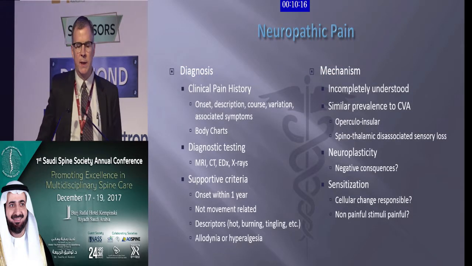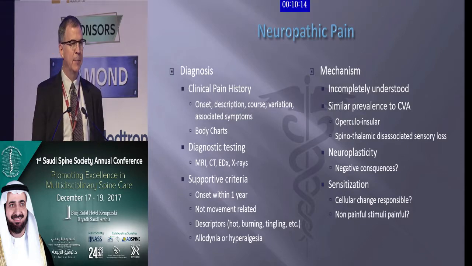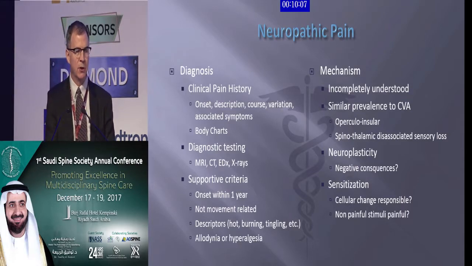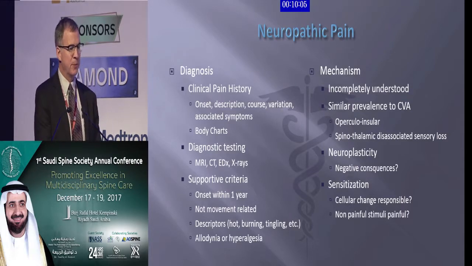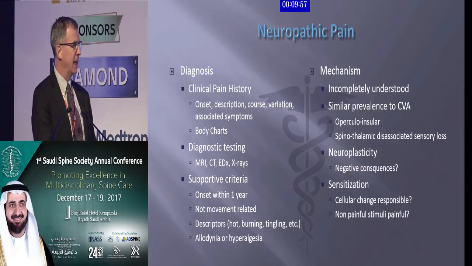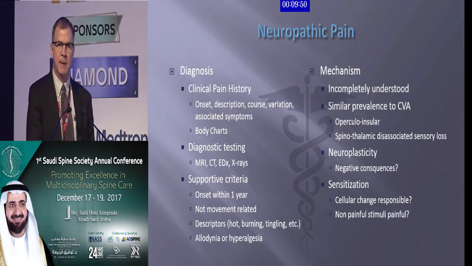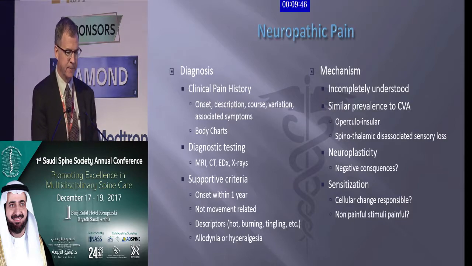So specifically, I want to talk about neuropathic pain. Typically the diagnosis is clinical with a pain history, and it's important to take an accurate pain history to ask about the onset, the description of pain, the pain course, whether there are any variations in pain related to timing during the day or other activities, and any other associated symptoms. To that end, get an accurate history verbally, and use pain charts and body charts for where the patient would say the pain is located.